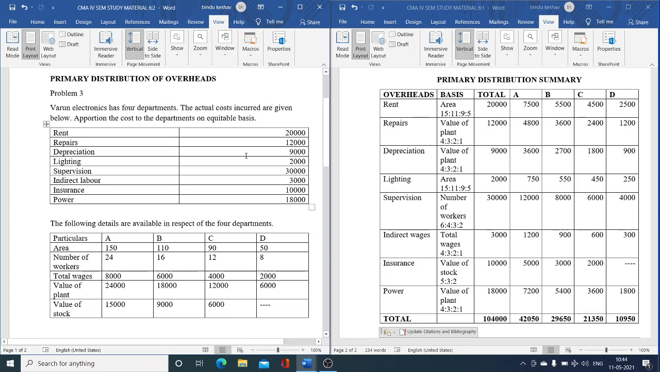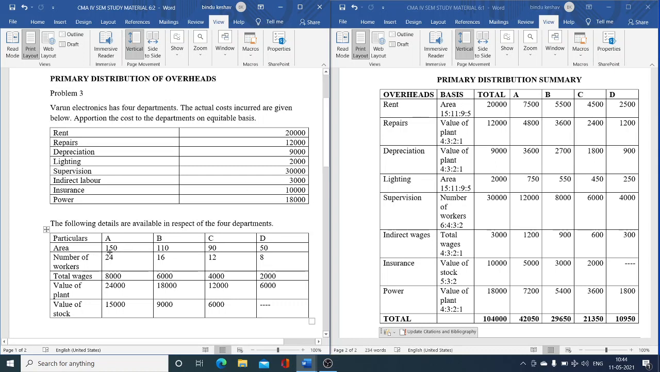Now the next step is to analyze the information given, that is the different overheads given, and also decide the basis of apportionment of the different overheads. In this case, first we have rent. When we look at the information, we have the information about the area. Based on the area occupied, we can distribute the overhead cost of rent. So for rent, the basis of apportionment is area.